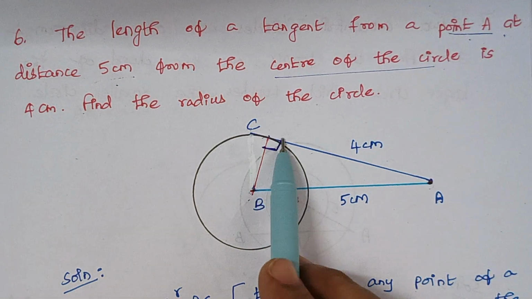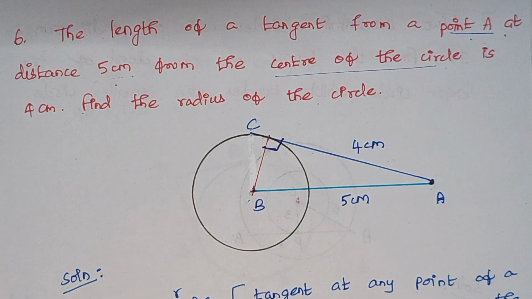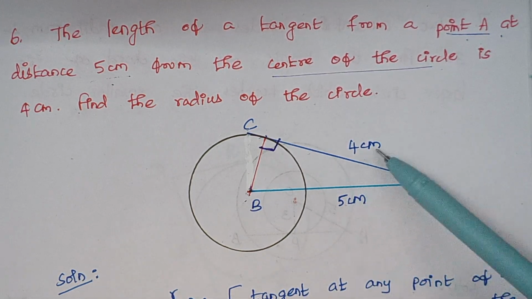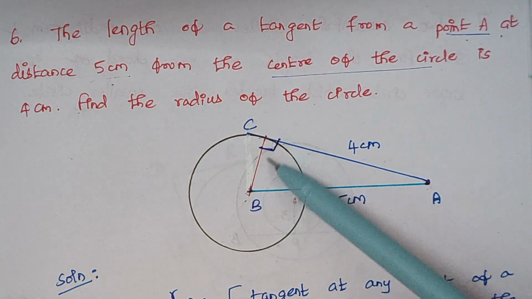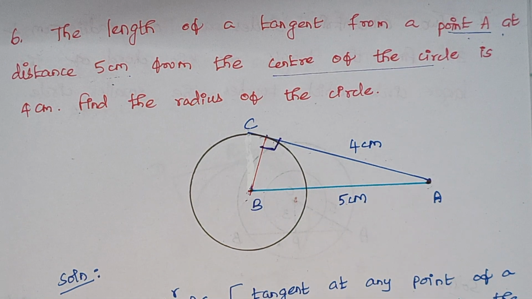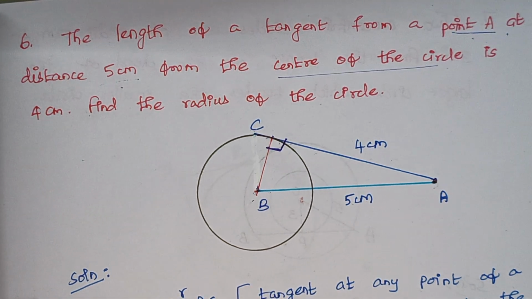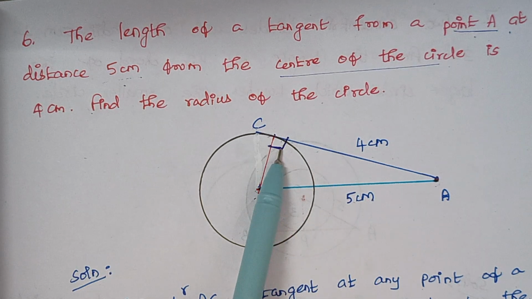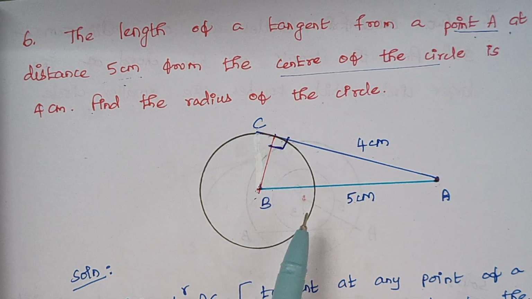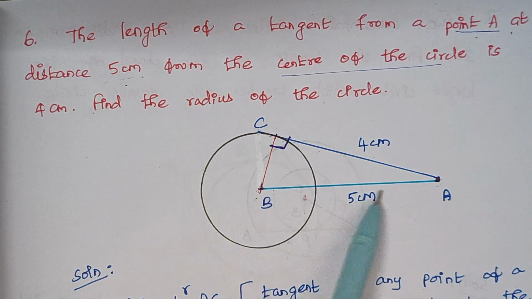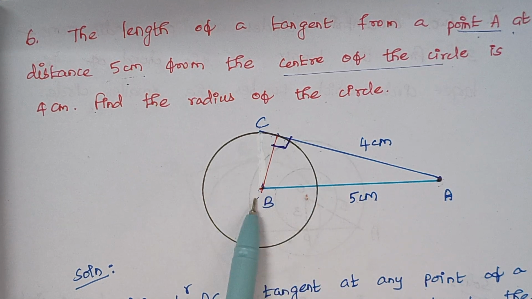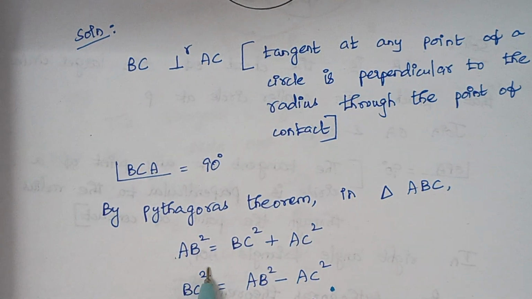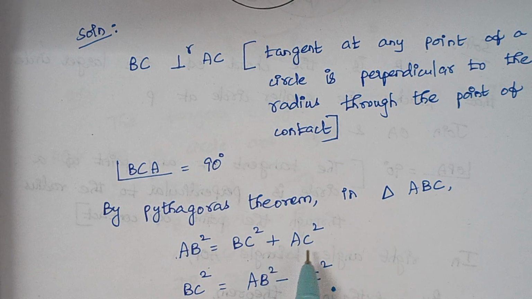So since it is 90 degrees, this is a right angle triangle. In this right angle triangle, we know the value of these two sides, so we have to find the value of the unknown side. So what is the rule? Here we have to use our Pythagoras theorem. What is the hypotenuse? The side which is opposite to this 90 degree is the hypotenuse. So here the hypotenuse is AB. So AB square is equal to BC square plus CA square, or AC square.